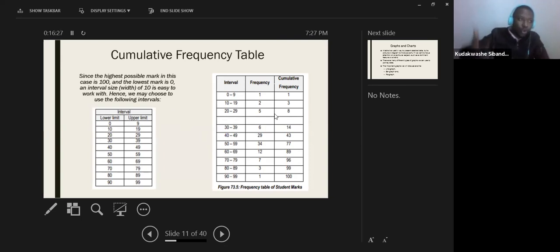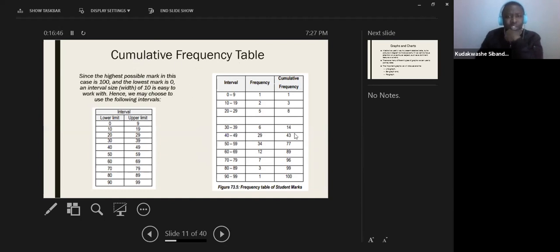So I'm going to show you how you do that, right? Given raw data, there are certain steps that you must take so that you can come up with a table like this, right? A frequency table. So now, why is it that there is what they call a cumulative frequency table?